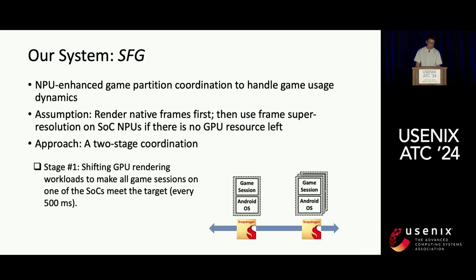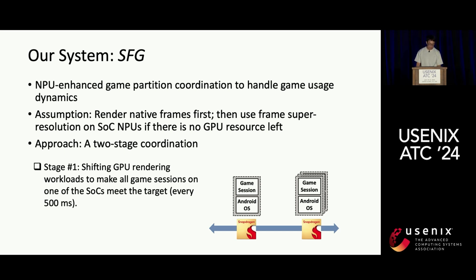And the second technique is the NPU-enhanced game partition coordination to handle the game usage dynamics. Here we make an assumption: we want the games to render their frames in native resolution. Even if there are no GPU resources left, we will involve the frame super resolution process, making the GPU render a low resolution frame, and then use the frame super resolution process to upscale it to the native resolution.